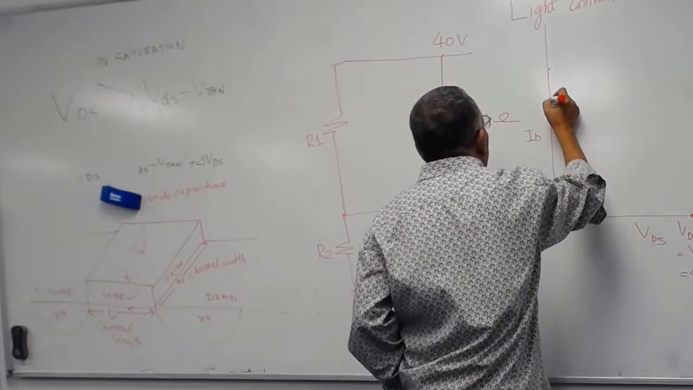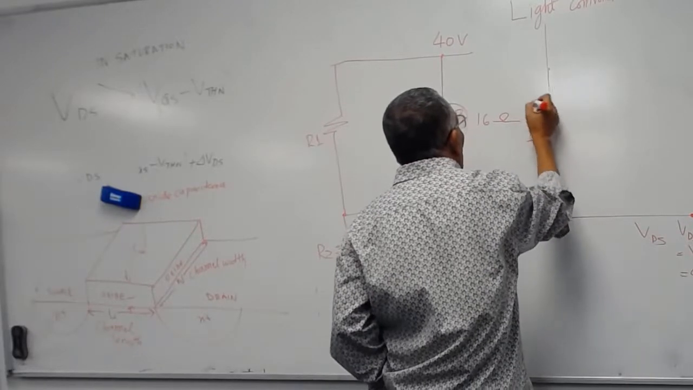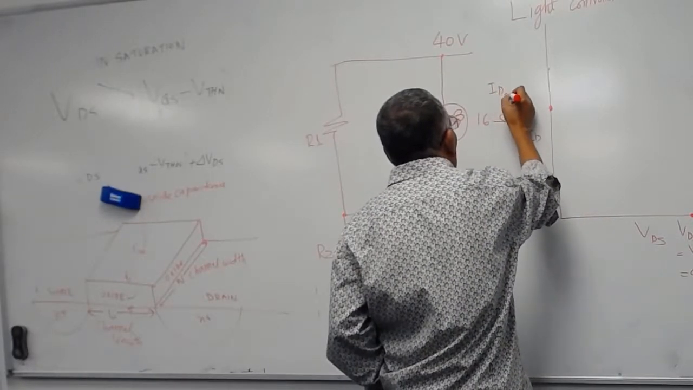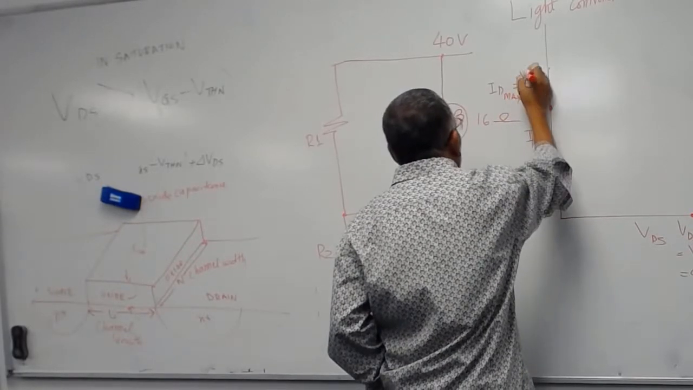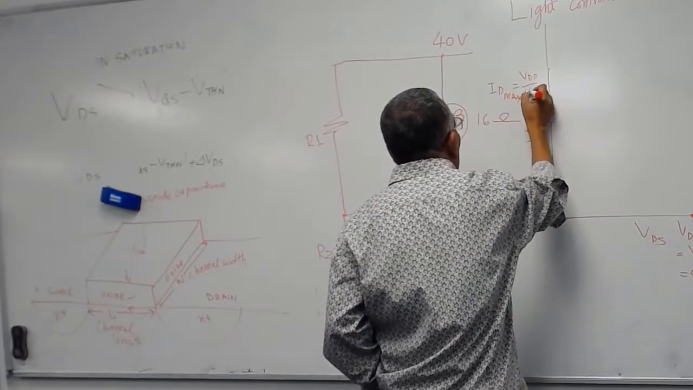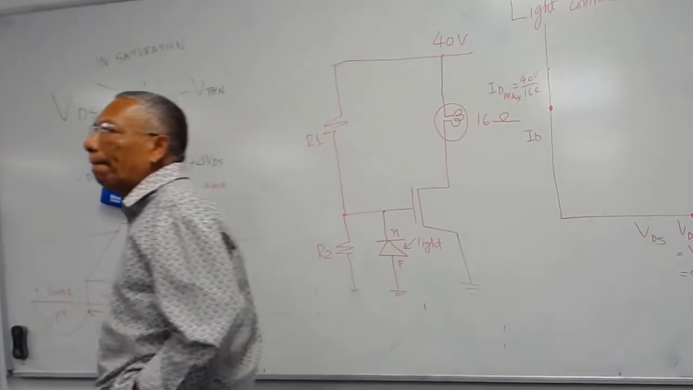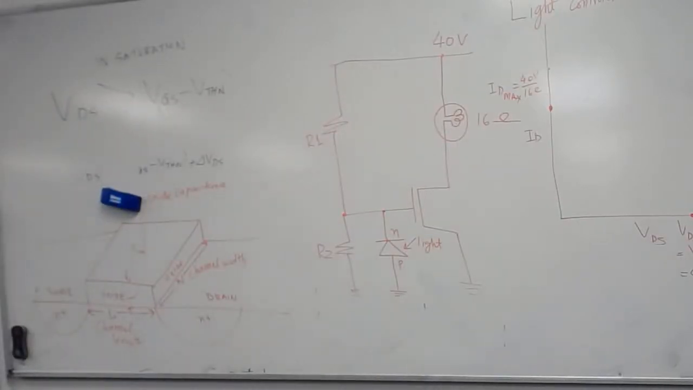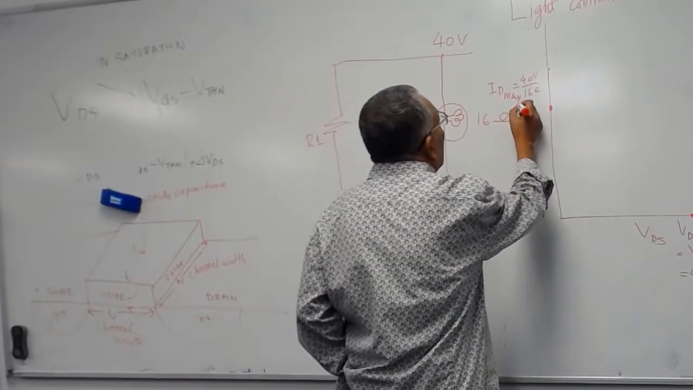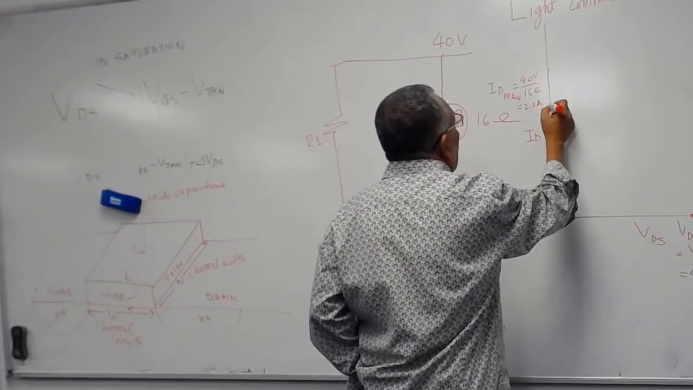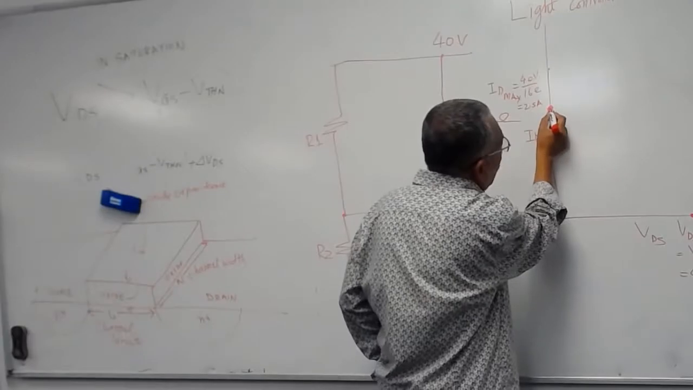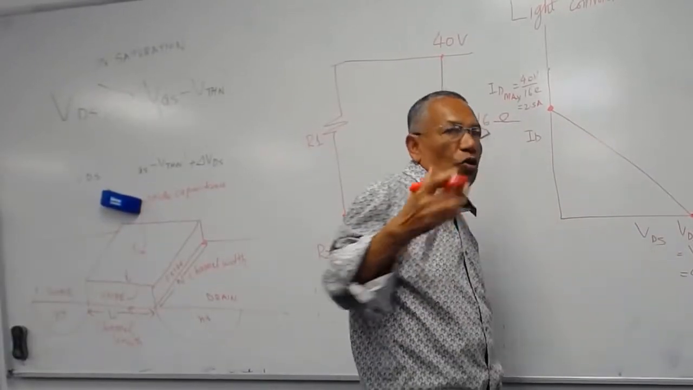And then you go to your extreme. What is this point here? ID max is how much? It equals VDD by 16 ohm, and VDD equal to 40 volt. 40 volt divided by 16 ohm is how much? 2.5 ampere. So this point is 2.5 ampere, and this point is 40 volts. So you draw a load line. That means you must operate on this line.